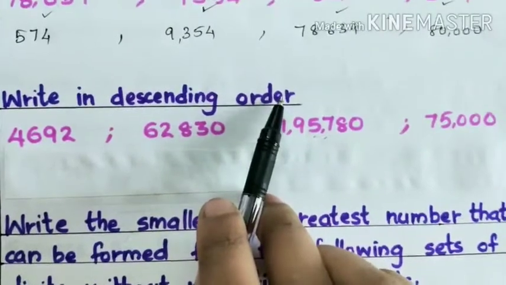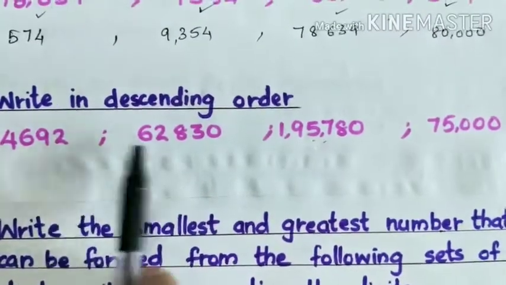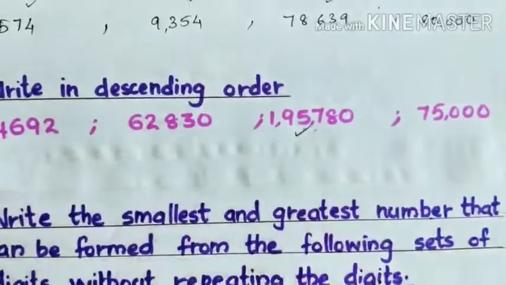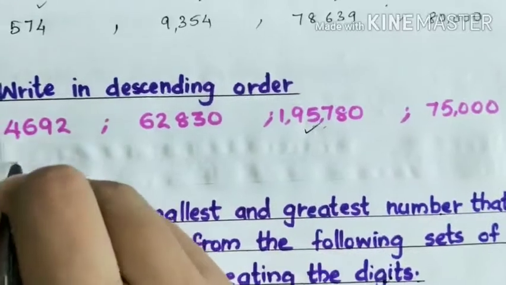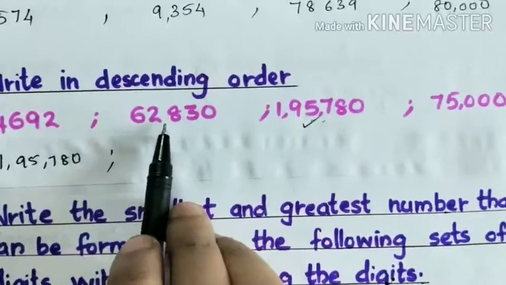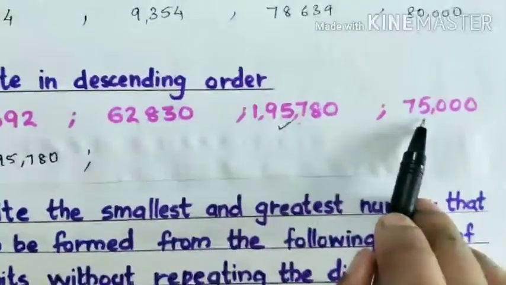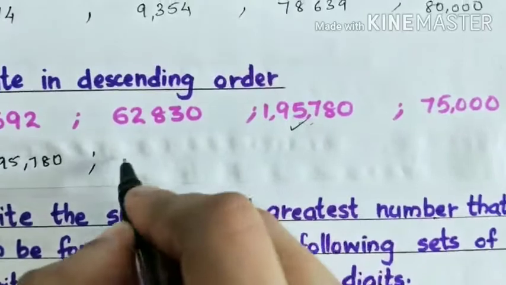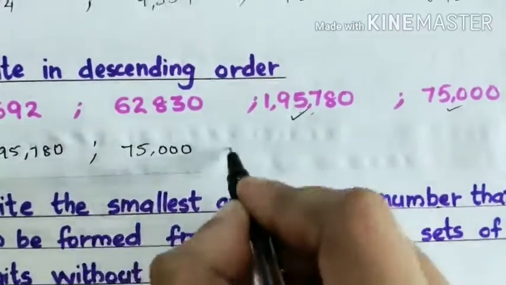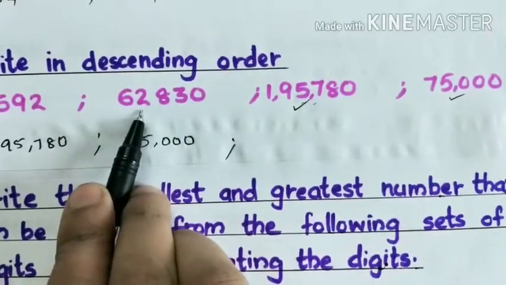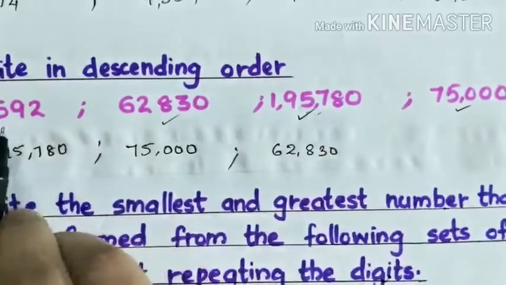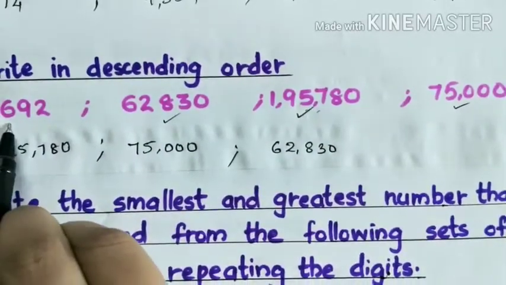Write in descending order. We have to arrange the numbers from the biggest to the smallest. 4-digit number, 5-digit number, 6-digit number, 5-digit number. Biggest number 1,95,780. Then 5-digit numbers 62,830 and 75,000. Bigger number 75,000. 2 more numbers, 62,830. And last, smallest number 4,692.